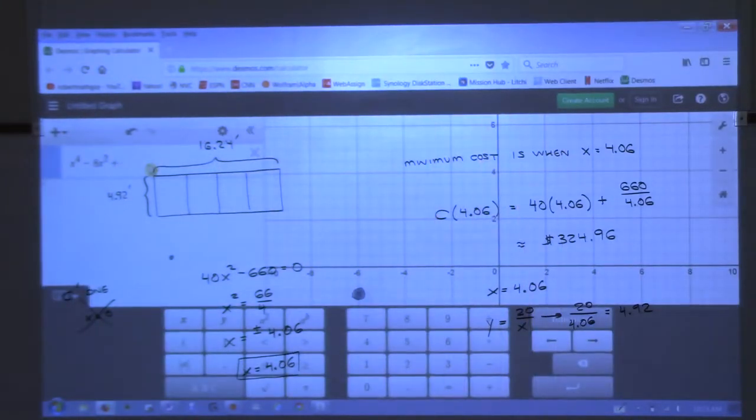Okay, what was the original cost function? 40x plus what? The one in terms of x. 660 over x.